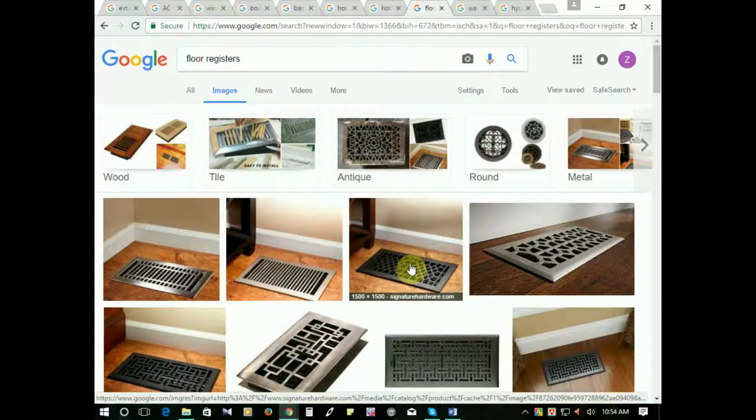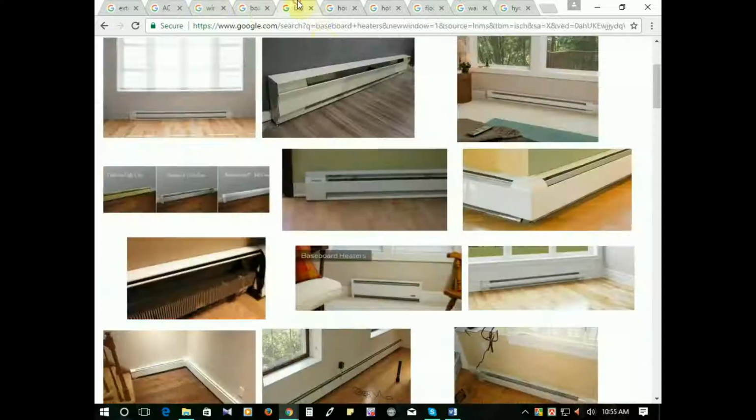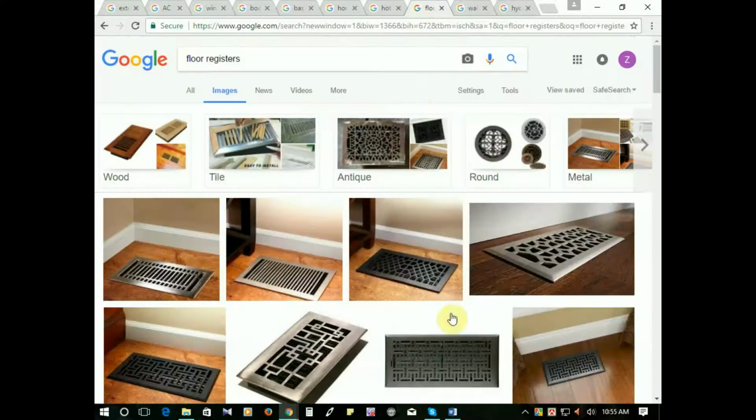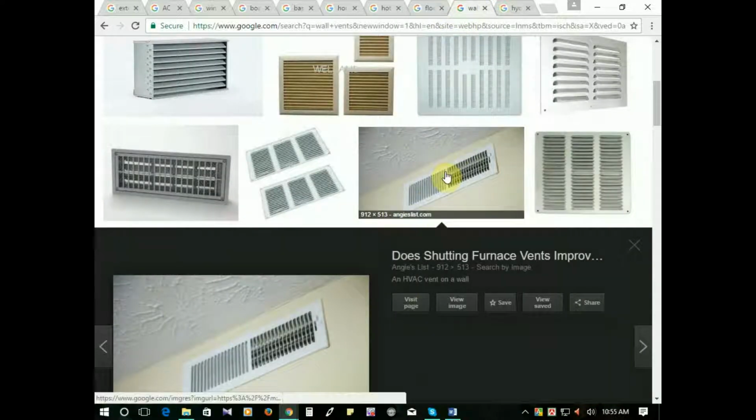Wall vents and floor registers are basically the things through which heated air will pass to the rooms. So the forced air furnace will heat the air, and then it will pass it to the rooms through floor registers and wall vents to keep the rooms heated.